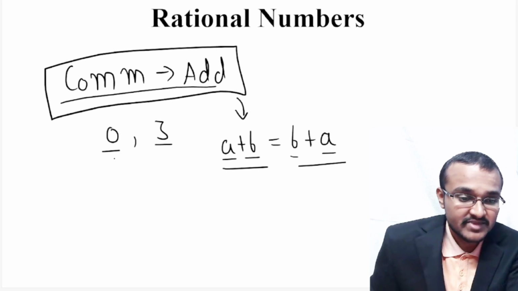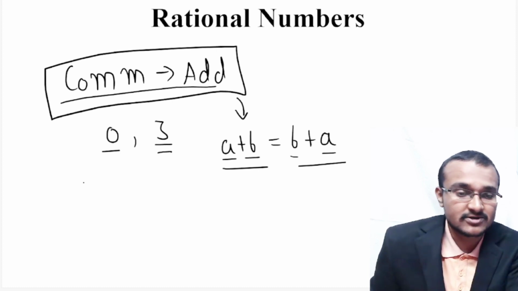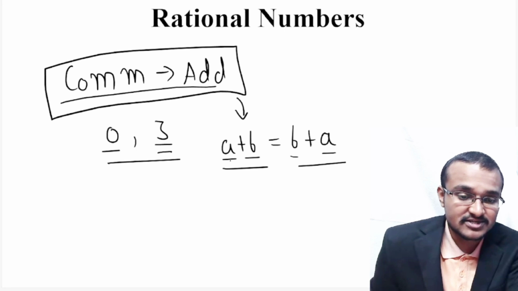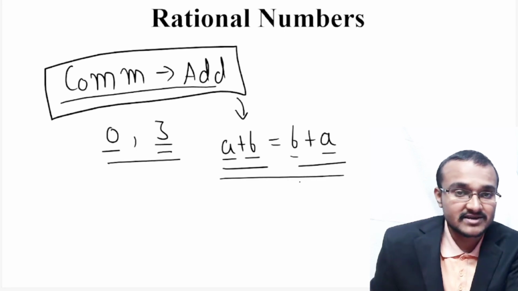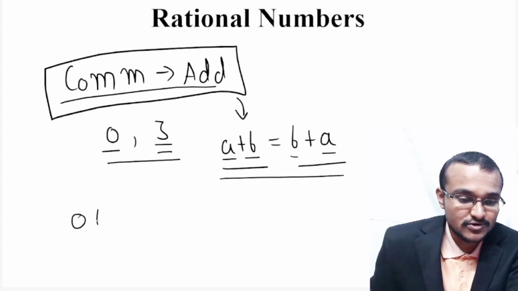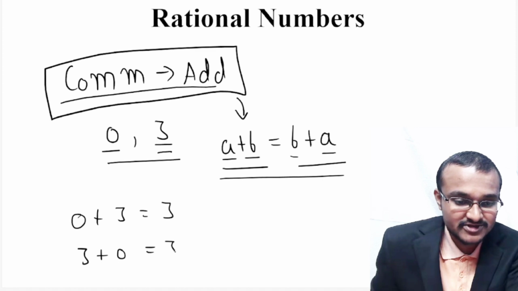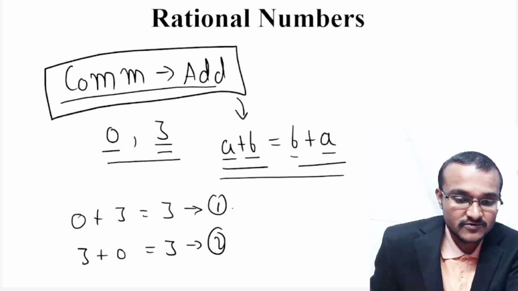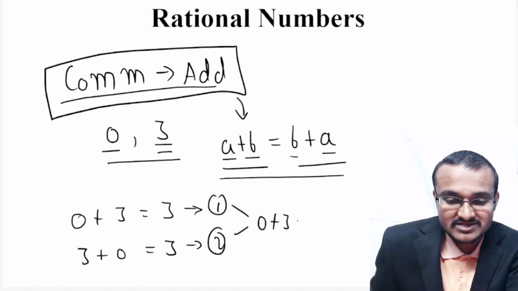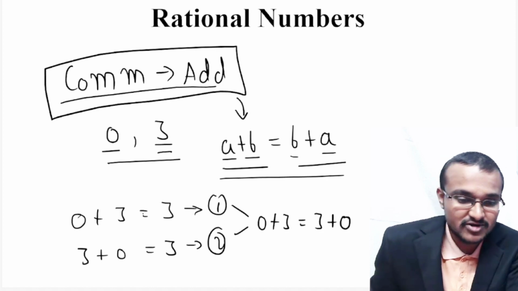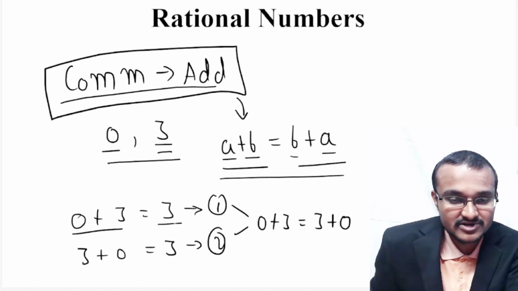So here 0 is one whole number, 3 is another whole number. Let us check whether this 0 and 3 will obey this particular equation or not. So 0 plus 3 is equal to 3. So now 3 plus 0 is also equal to 3. So let us name these as equation 1 and equation 2. So from equation 1 and equation 2, we are getting 0 plus 3 is equal to 3 plus 0, because even when you do 0 plus 3, you are getting 3.